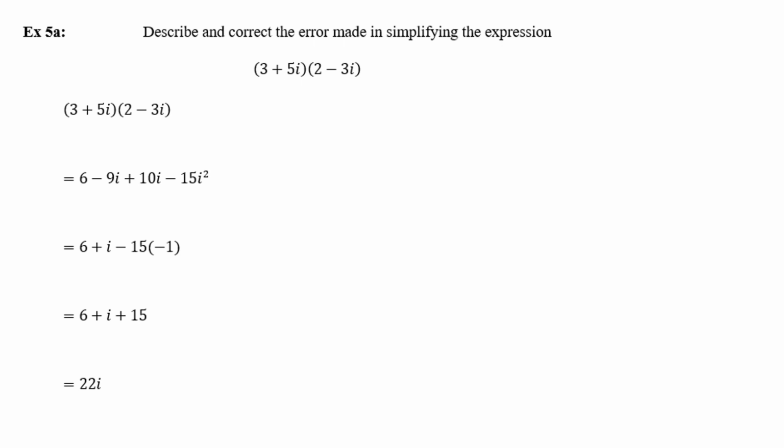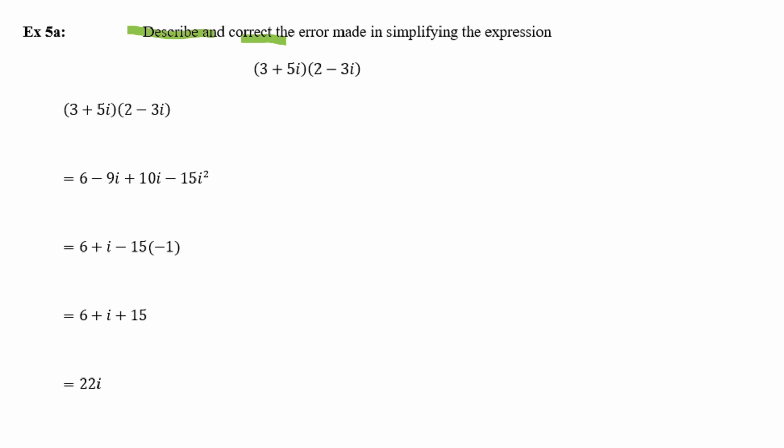Example 5a. Describe and correct the error made in simplifying the expression, the quantity 3 plus 5i times the quantity 2 minus 3i. Alright, so it looks like someone did the work for us, but we're told to describe and correct the mistake. So a couple of things they want from us. Apparently there was a mistake made here. We still have to figure out where it happened.